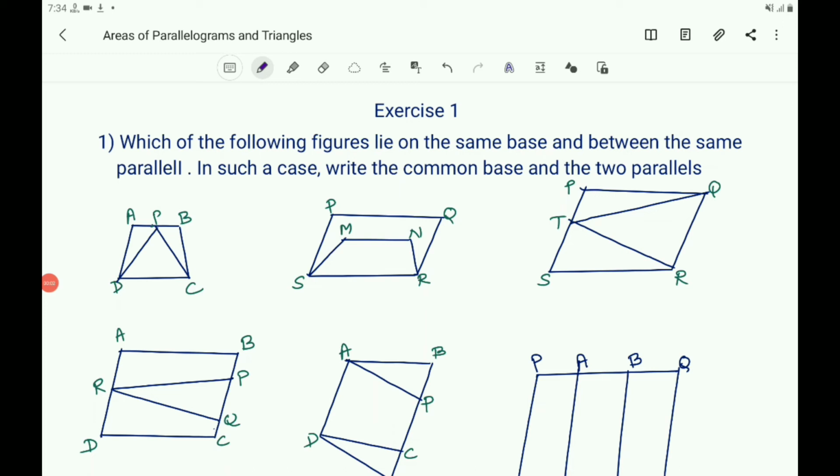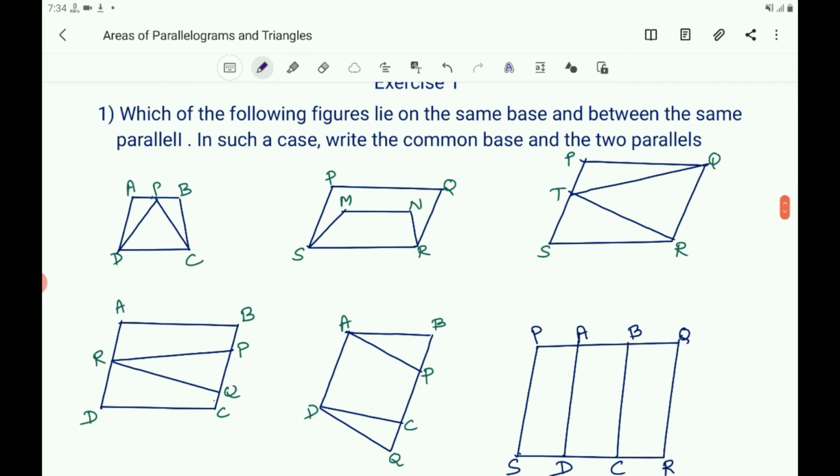Now let us come to exercise 1. See the question here. Which of the following figures lie on the same base and between the same parallels? In such a case, write the common base and the two parallels. Here first we have to recognize the figures which are on the same base and between the same parallels. After that, if they are on the same base and between the same parallels, we have to write their common base and the two parallels between which they lie.